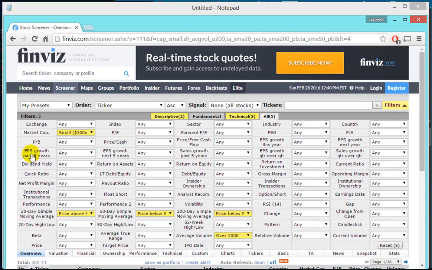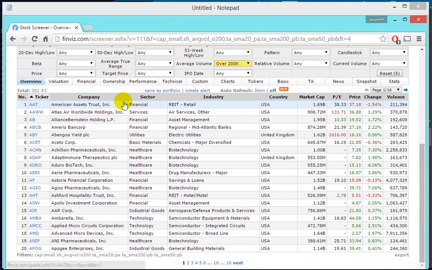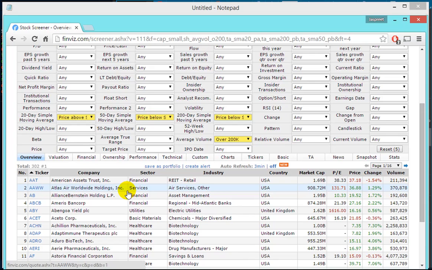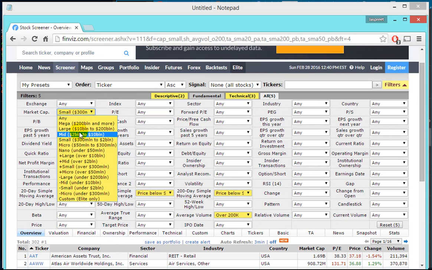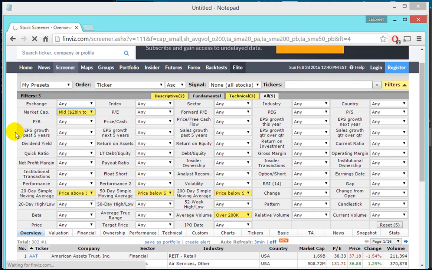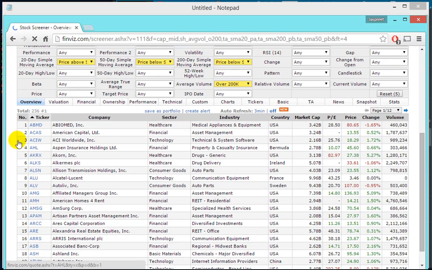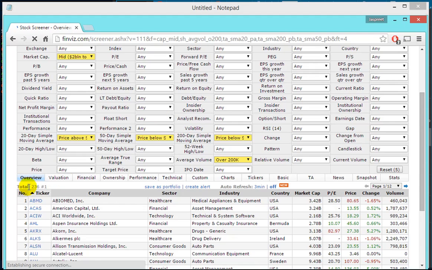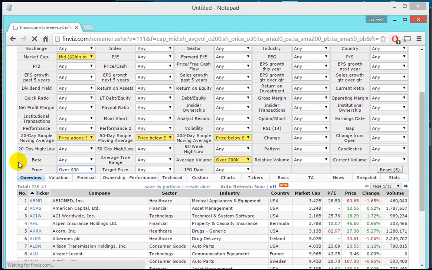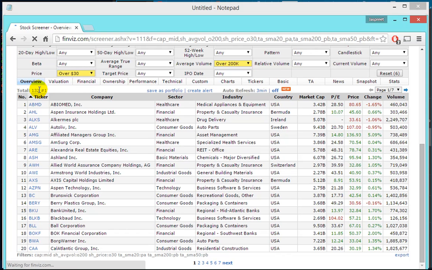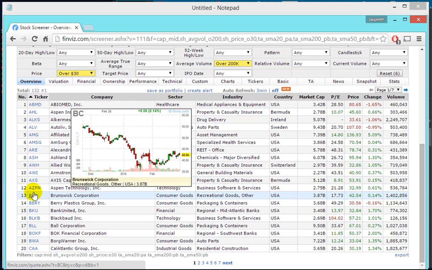Let's go back, and now you have 302, so you're seeing more shorting opportunities than long opportunities. Let's just say you want to change that. Let's do mid cap, and see if anything changes in there, with 236. Let's do price. You want to look only for stocks that are over 30, since we're looking at mid cap. 132. So this is how you can do it, and we'll look at a couple of them. I'm not going to take all of them.